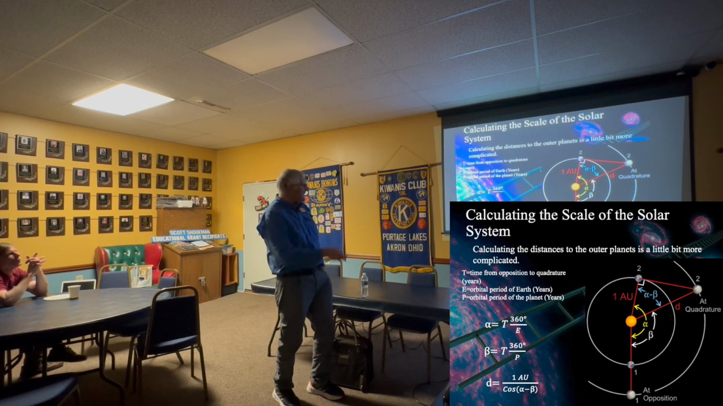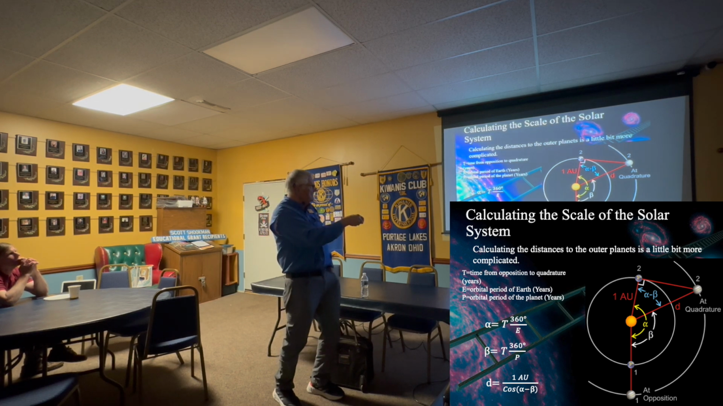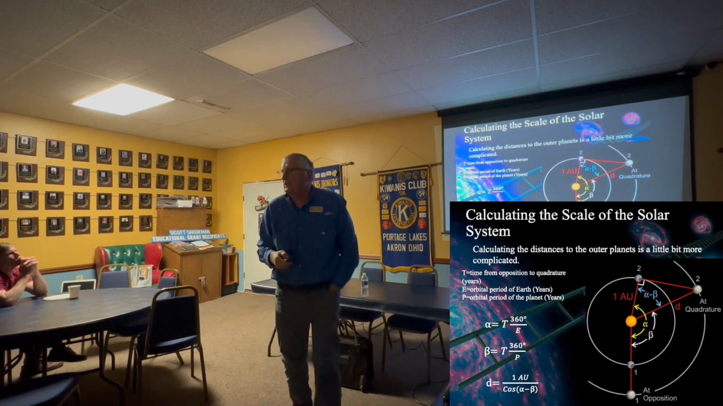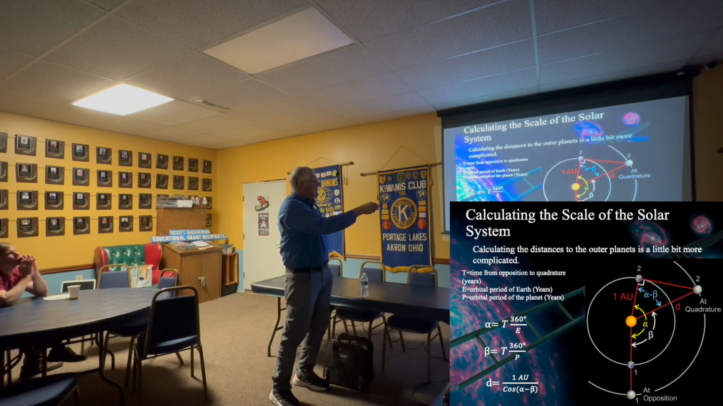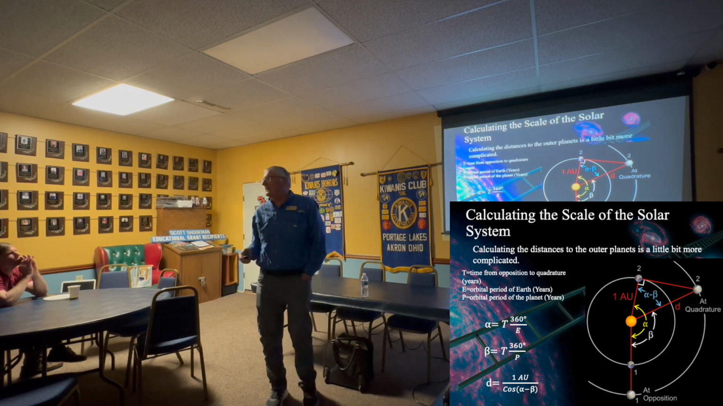Beta is the exact same way. It's how long it took us to get to this position in years, times 360 divided by the period of the planet in years. And so that tells us that this angle here is alpha minus beta.